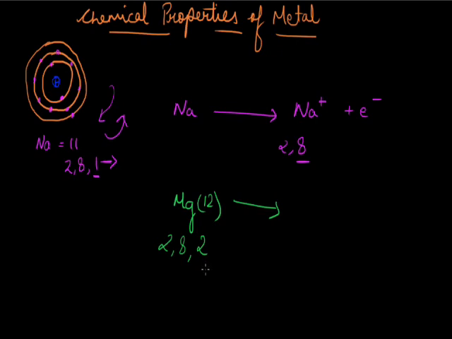Now if you give it 6 more electrons, then the nucleus will not be able to hold them and it is not energetically favorable. So we say it is easier for it to lose the 2 electrons and form Mg2+. Here the magnesium ion is now stable as it has 8 electrons in its outermost shell. Now similarly you can see this in the case of aluminium, calcium, etc. This is the basic chemical property of metals.